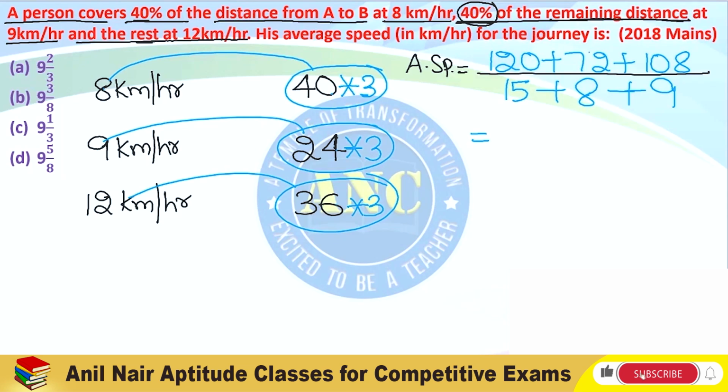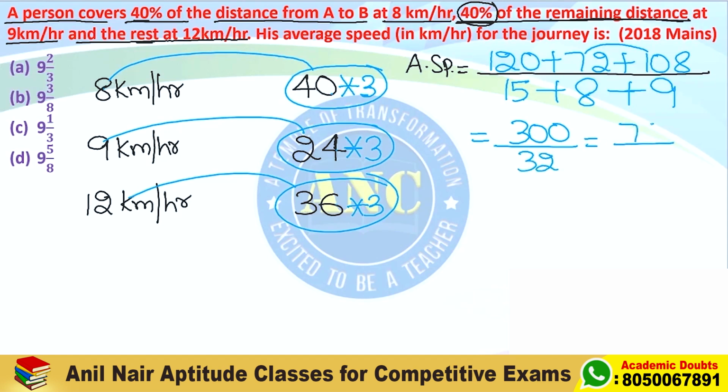Now calculate. 72 plus 108 is 180, 180 plus 120 is 300, 300 divided by 15 plus 17, which is nothing but 32. So I can also write it as 4 into 75 is 300, 4 into 8, 75 divided by 8, and convert it into mixed fraction, because answer options are given in terms of mixed fraction. 9 3/8 kilometer per hour should be the answer for this question. Beautiful way of solving the question.